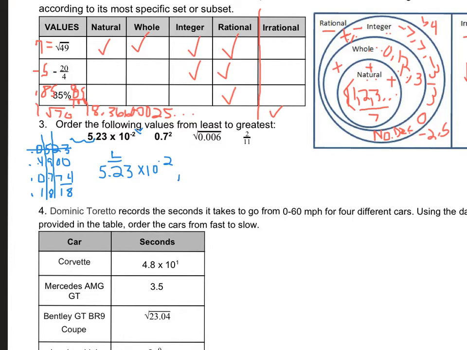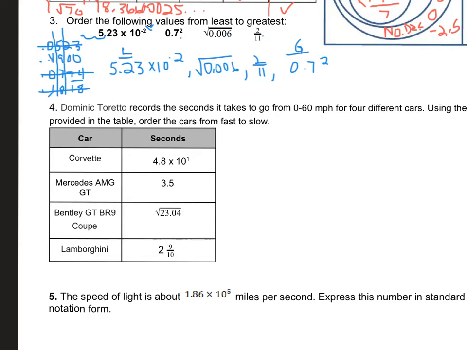The next number in line is the square root of 0.006 because that was 0.0774, okay? So as I look at my number line again, now I can compare the tenths place, 4 and 1. So I know the next value that has to be smaller, 1 is smaller than 4, is 2 divided by 11. And finally, the greatest value is going to be 0.7 squared. So once again, it's really important that you convert everything to decimal, line up your decimals, and make your comparisons.